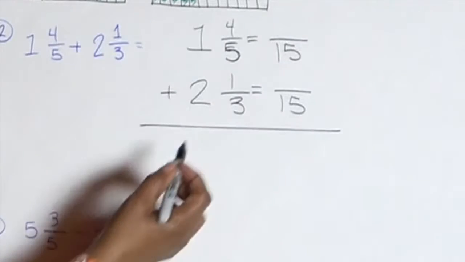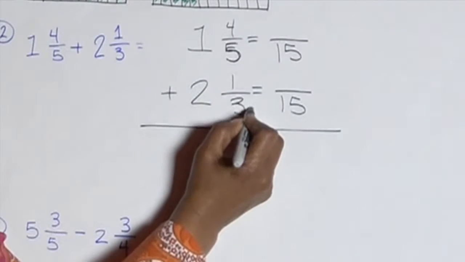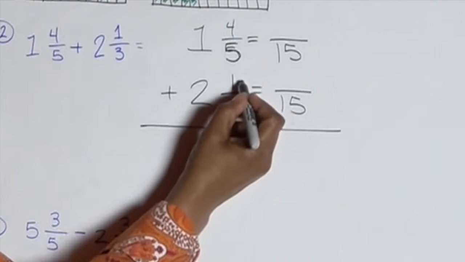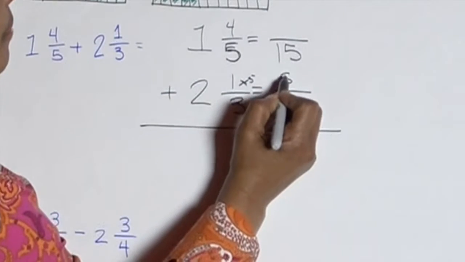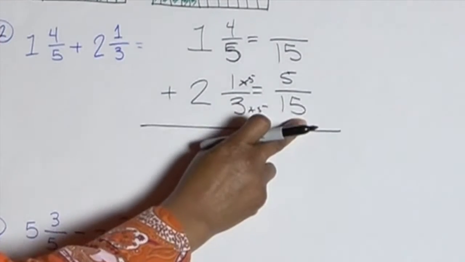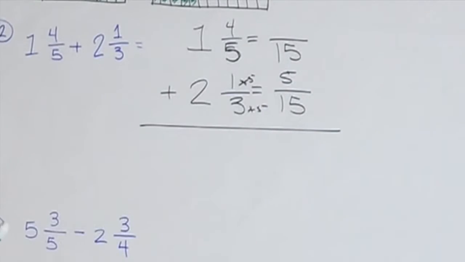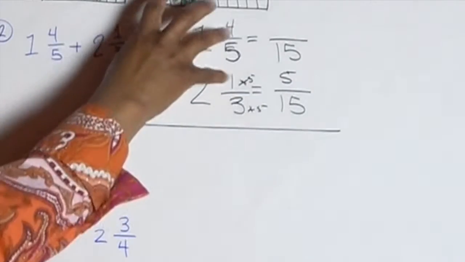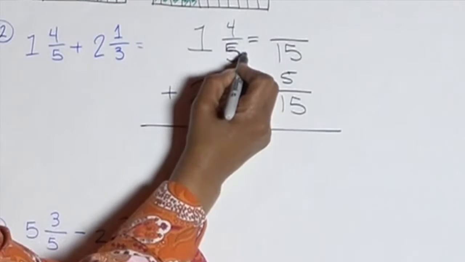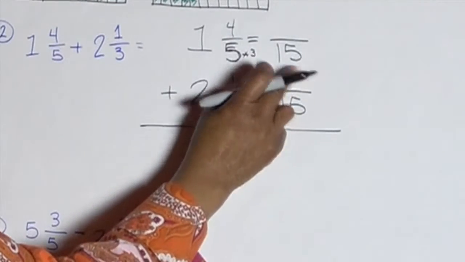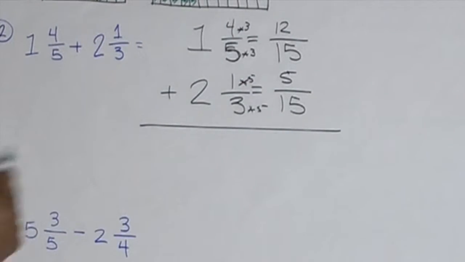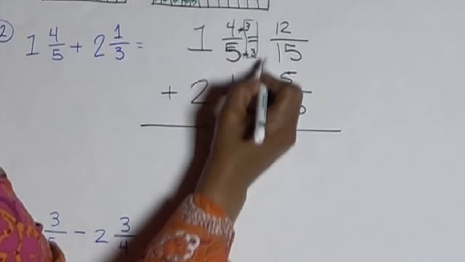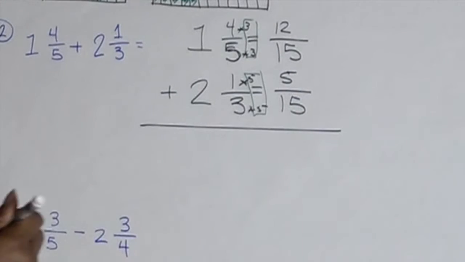to do. So here I'm going to say 3 times what gives me 15? 3 times 5. Well, if I multiply the denominator by 5, I could also multiply the numerator by 5. So 1 times 5 gives me 5. 3 times 5 is 15. 1 times 5 is 5. And then on the numerator, on the top fraction, 5 times 3 gives me 15. So 4 times 3 gives me 12. And in both cases, remember, I'm multiplying by 1. And that's okay to do.